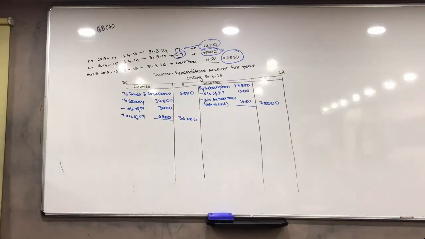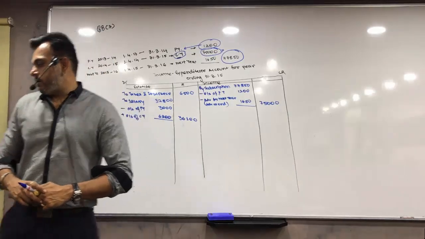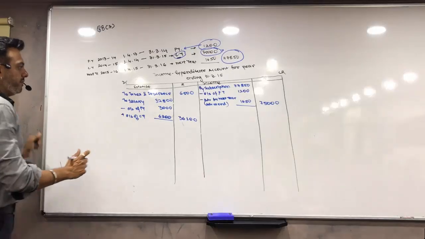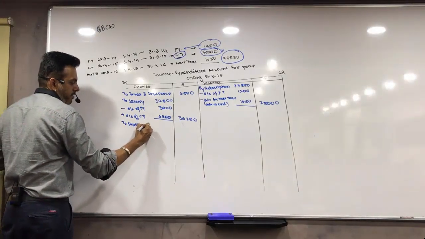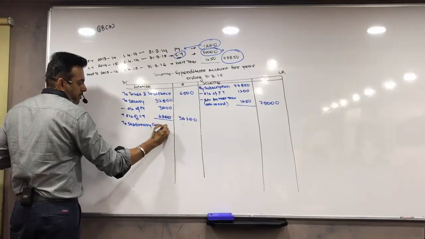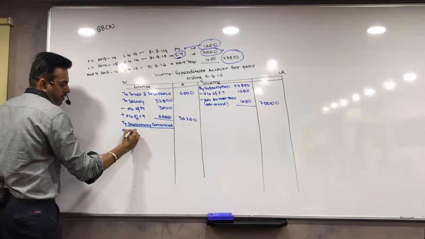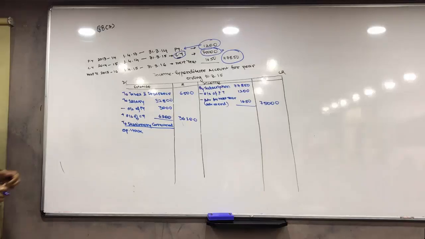Okay. Next is stationery expense, but we have an adjustment in the opening stock and closing stock. So we do it this way. To stationery consumed. Opening stock. What is the opening stock? 670.